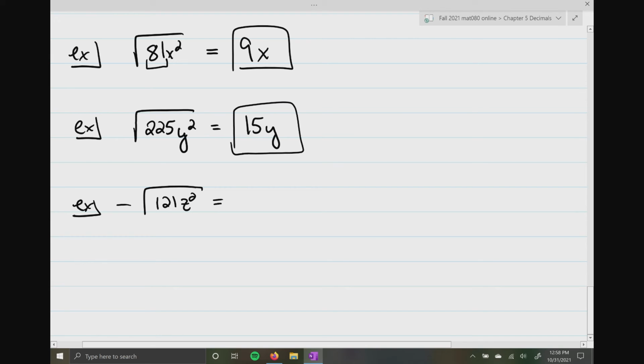How about negative square root of 121z to the second? Well, remember, the negative is on the outside, so that's okay. We can have that. That's fine. So, negative on the outside. Square root of 121 is 11. Square root of z to the second is z. So this is going to be negative 11z. Okay? I can even throw this in there if I wanted to.